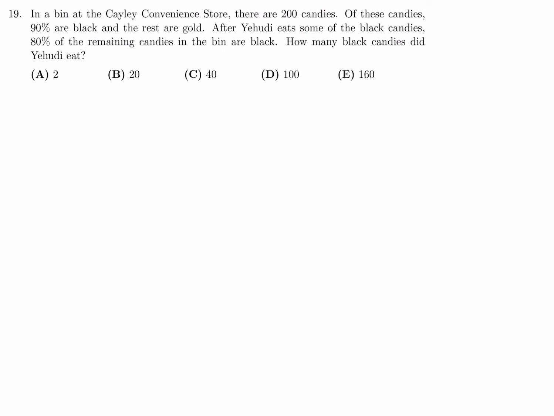So initially, we've got 200 candies, right? And 90% are black, so that means 180 are black. And the remaining 20 are gold. And then Yehudi eats some of these black candies. We don't know how many. So let's say he eats X. So that means after he eats X, there's 180 minus X candies remaining.